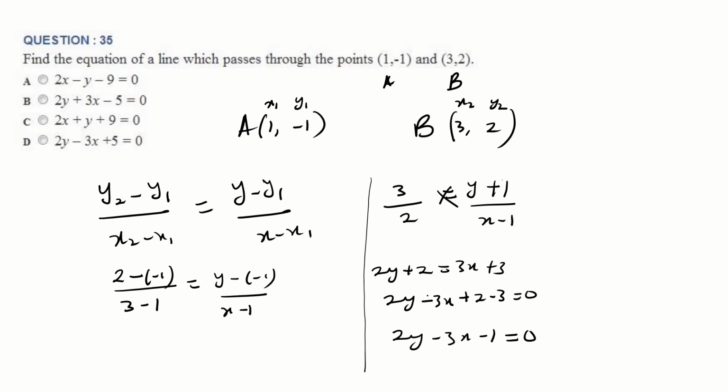Oh, sorry, there's a mistake here. Sorry for that. 3 multiplied by minus 1 is going to be minus 3, not minus 1. And here it turns to plus 3, and this is plus 5. Sorry for that. So this is 2y minus 3x plus 5 equals 0, and that is option D.